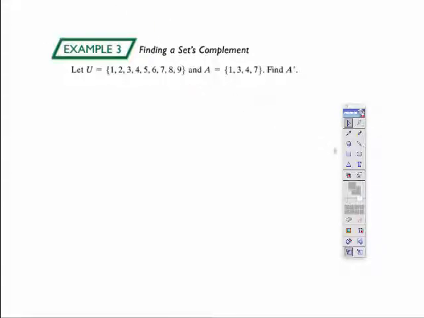We can find the complement of a set without a Venn diagram by just looking at the universal set, looking at the set we're given, and finding everything that's in the universal set that's not in A. The easy way to do that is just to mark things off. Set A has 1, 3, 4, 7, so I mark off 1, 3, 4, 7. And what remains is what is in the set of not A.